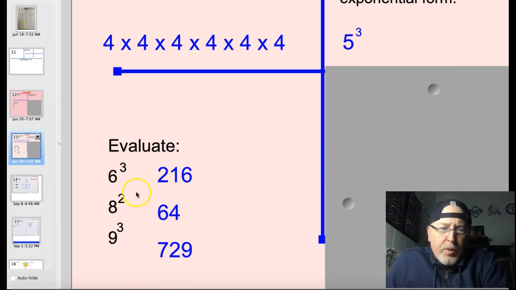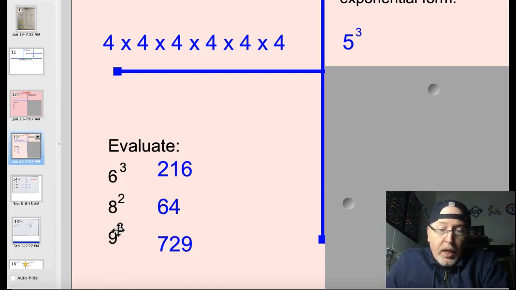And then you're evaluating. Well, that would be 6 times 6 times 6. Well, 6 times 6 is 36. 36 times 6 is 216. 8 squared is 64. And 9 times 9 to the third power, well, 9 times 9 would be 81. And 81 then times 9 would be 729. So these are all correct problems.